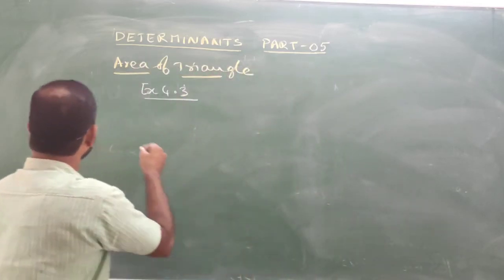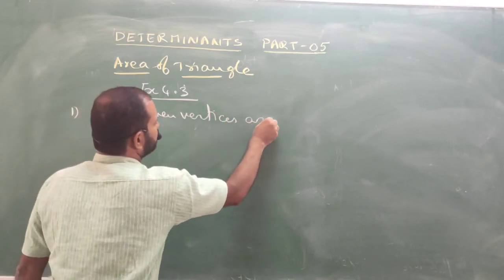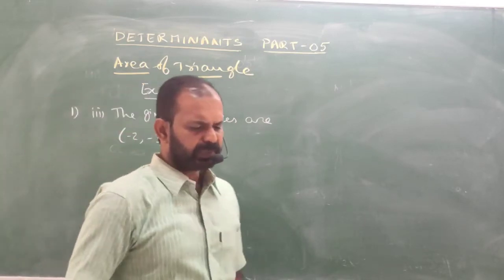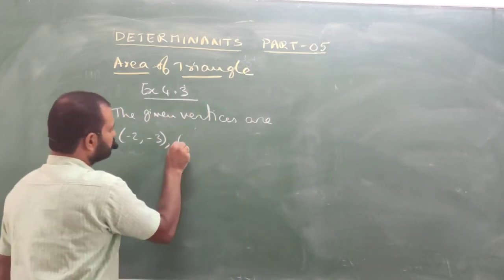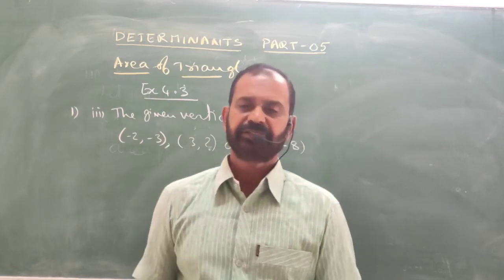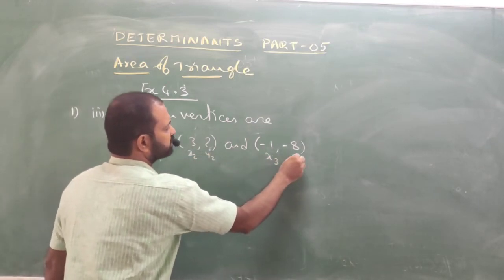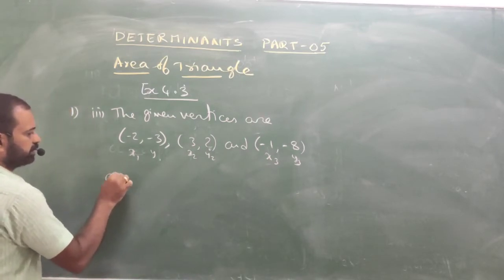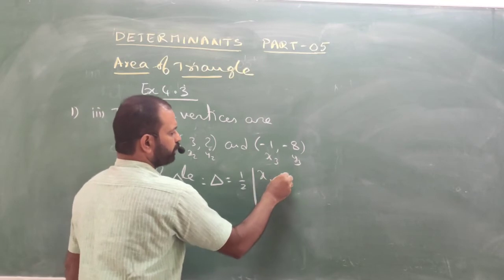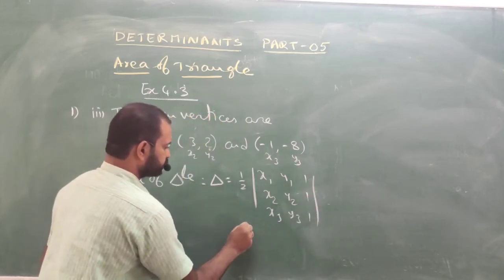So third one, the given vertices are (-2, -3), (3, 2), and (-1, -8). So denote this as x1, y1, x2, y2, x3, y3. Now we know that area of triangle is delta equal to half det x1, y1, 1, x2, y2, 1, x3, y3, 1, which is equal to half.